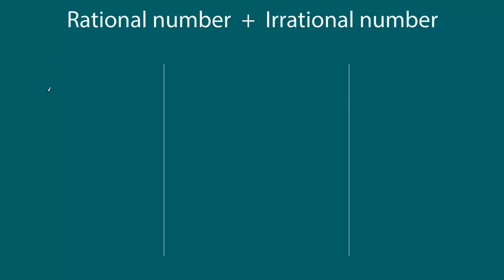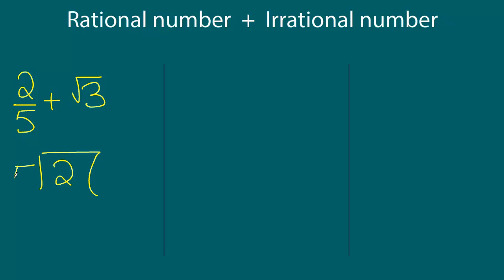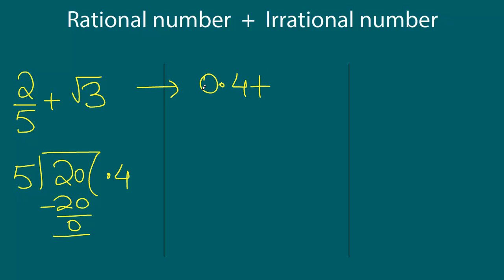This time, let's find out what happens when we add, say, 2 by 5 plus square root 3. Now this is a rational number. So how are we going to solve this? First we will divide 2 by 5 and find out the decimal equivalent of this, right? So this will be 0.4. In other words, 2 by 5 can be written as 0.4 plus, now square root 3 is 1.732, and it goes on like this, right?